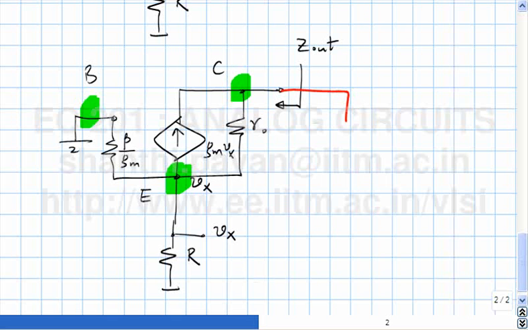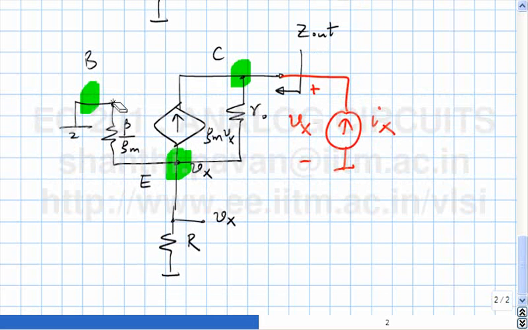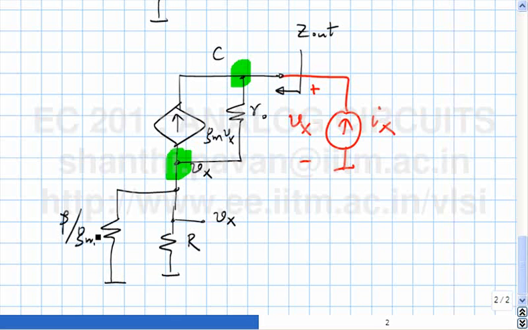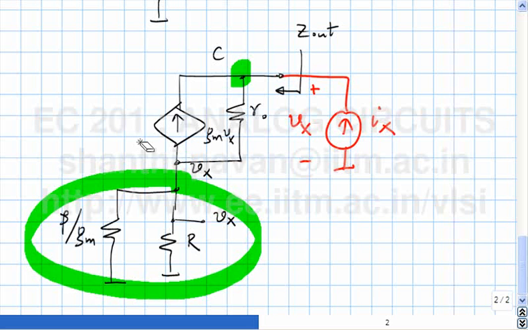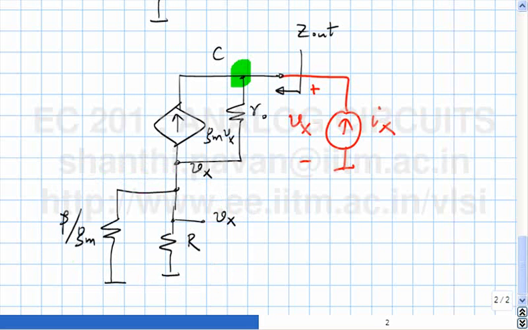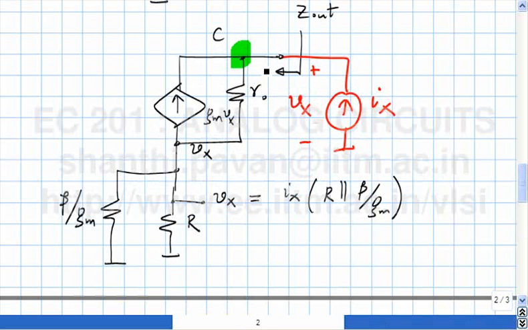What I would do would be to put in a test source Ix and measure the test voltage developed across this source, Vx. Vx by Ix should give me the impedance. I can redraw that resistor like this. What is the total current flowing through this entire branch? It's Ix. So Vx must be equal to Ix times R parallel beta by Gm. What is the voltage drop across R0?